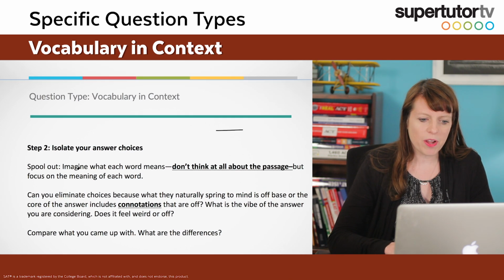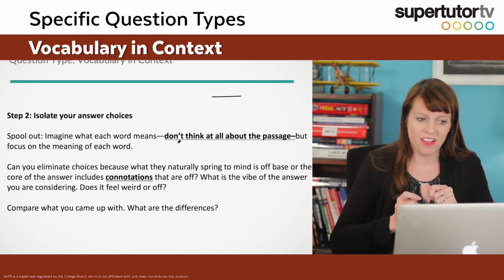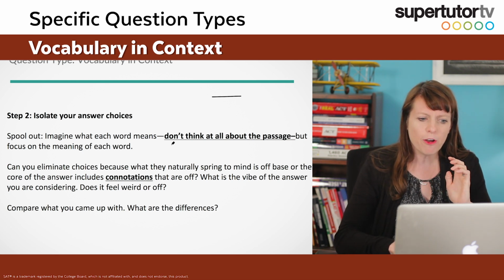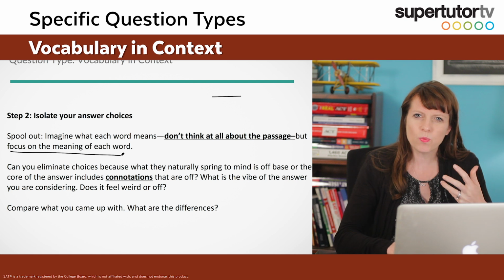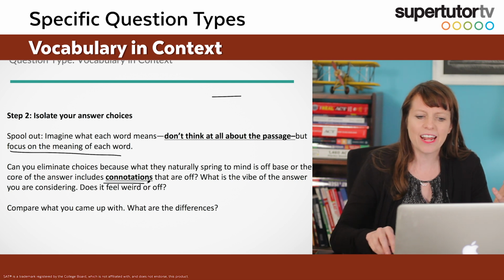And when we do this, I want you to imagine what each word means. I don't want you to think about the passage at all. I want you to divorce your brain from the passage. Focus on the meaning of each word. Ask yourself what it means. When do I use it? Can you eliminate choices because they naturally spring to mind in a way that's off base, or the core of the answer includes connotations that are off?